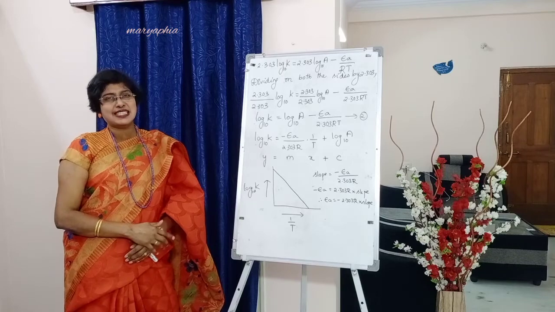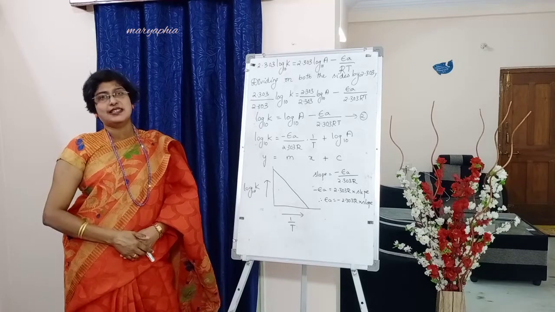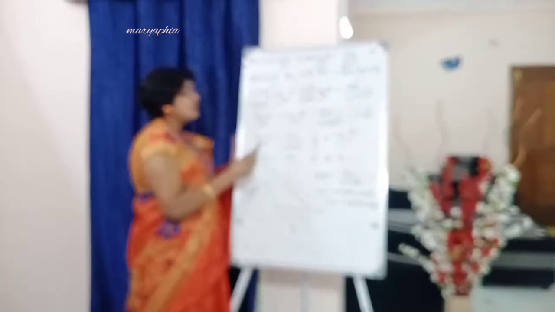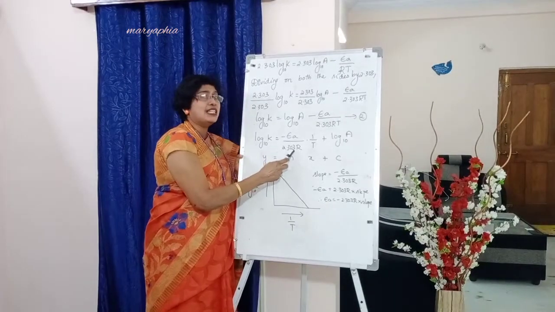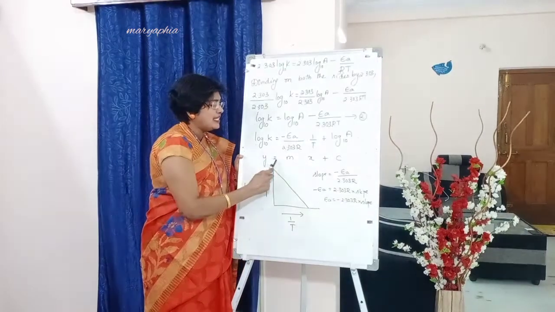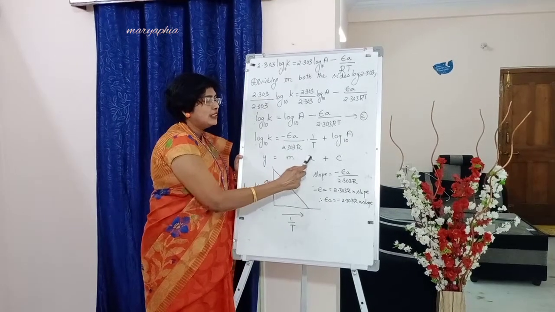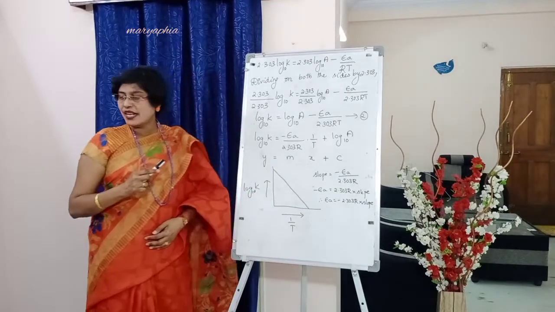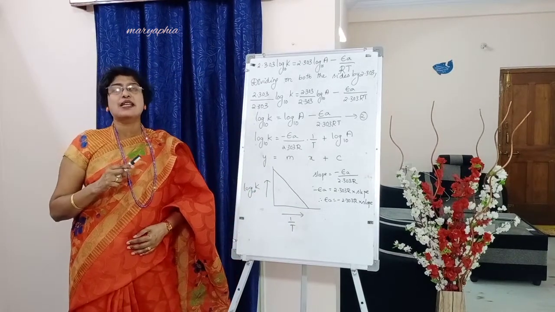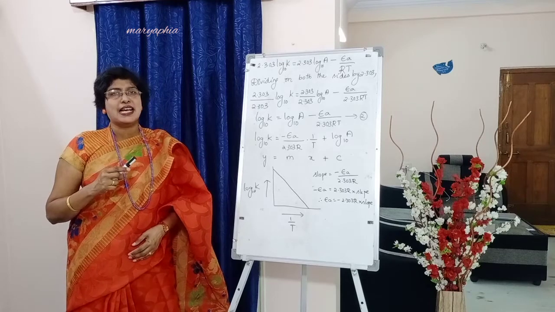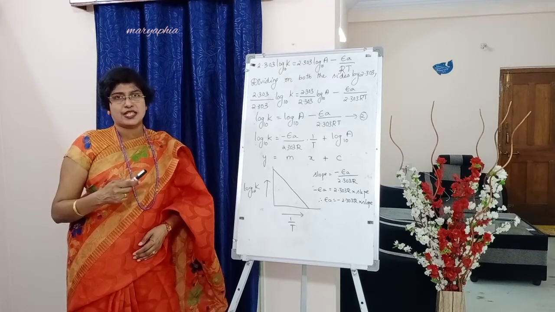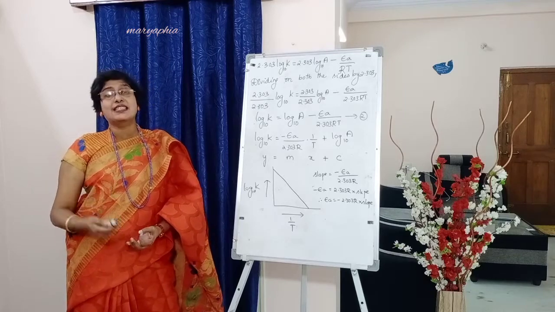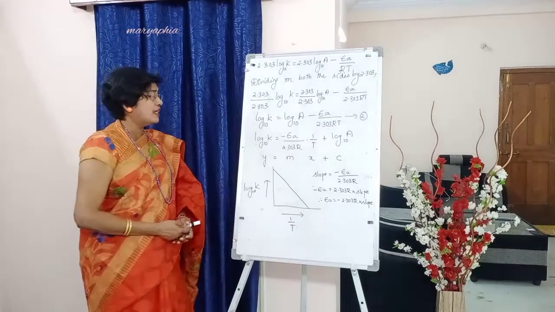Understood? I have just interchanged their positions. Now why did I do that? Because I wanted to show that this equation is in the form of y is equal to mx plus c, which is called a straight line equation. Y equals mx plus c, we call it a straight line equation. So what does this mean? It is in the form of a straight line equation.